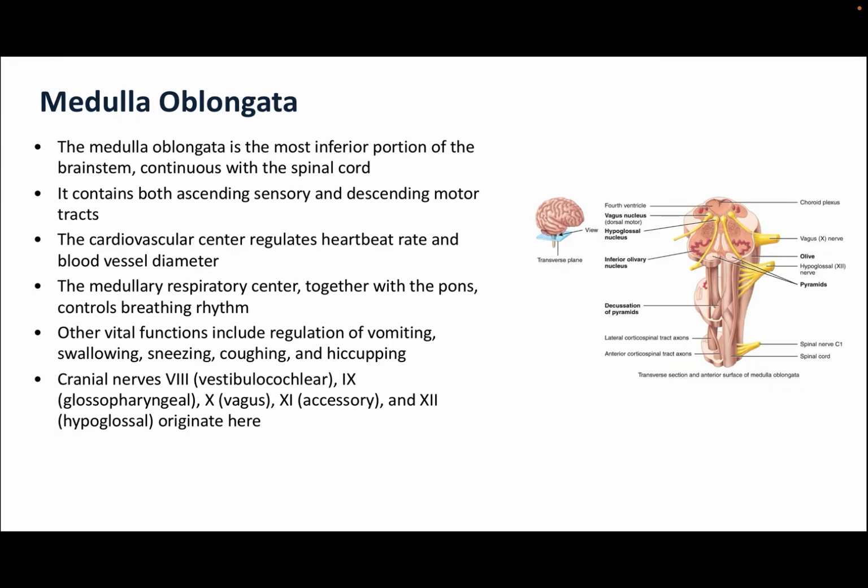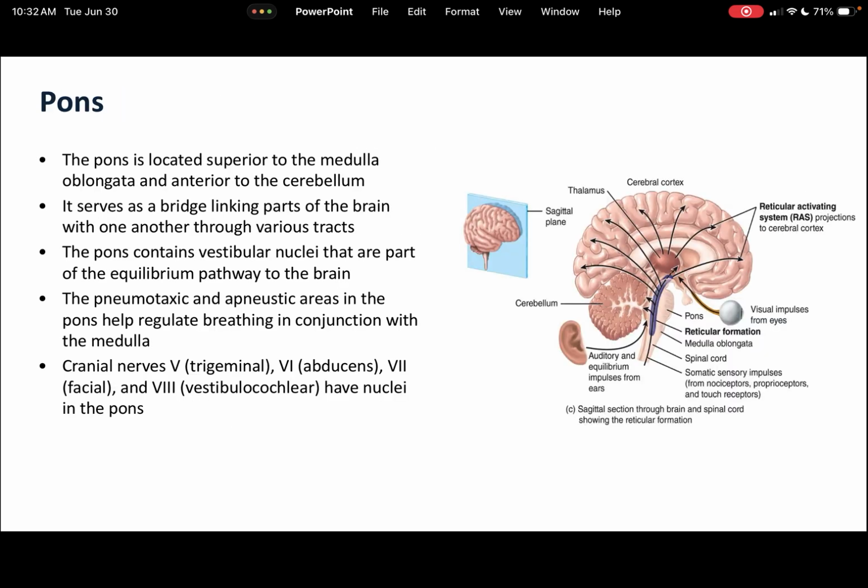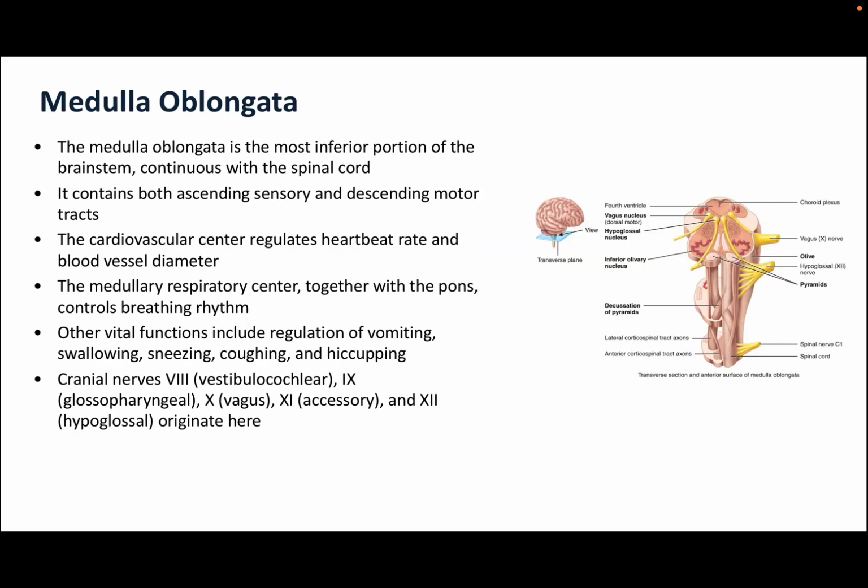So next we then have the medulla oblongata. So the medulla oblongata is going to be the most inferior portion that we have in the brainstem. All right, and this is actually going to be continuous with the actual spinal cord that we can see there. So this is going to, again, contain both ascending sensory tracts and descending motor tracts, all right? Sending information to the brain for that sensory tract and away from the brain or that central nervous system through the motor tracts, all right? So again, both sensory and motor tracts.